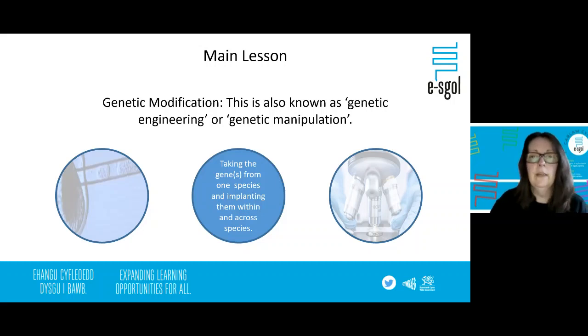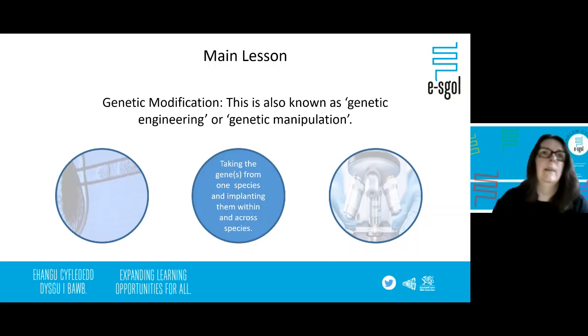Okay, so here's our definition then of genetic modification. Sometimes you might see it called genetic engineering or genetic manipulation. And the idea of genetic modification is that it takes genes from one species and implants them within its own species and also across different species as well.